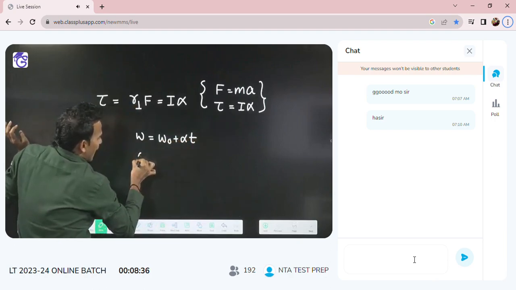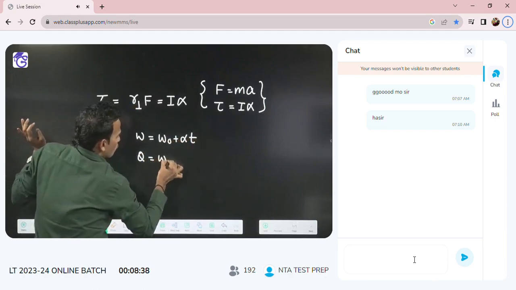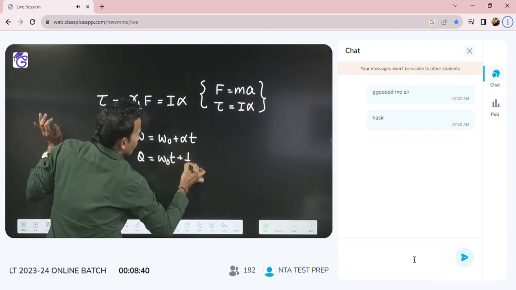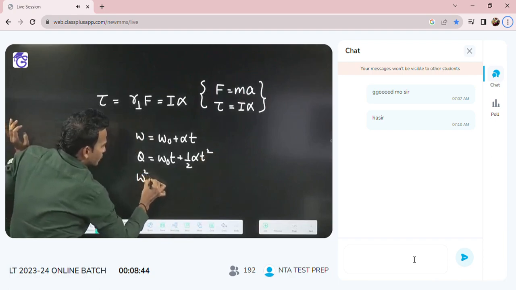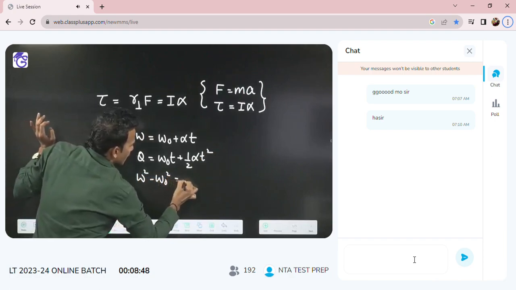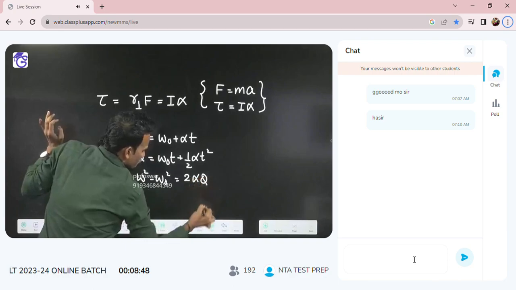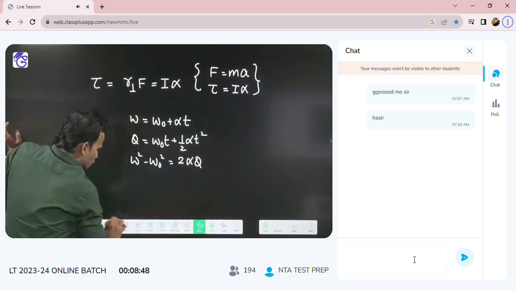We can find angular displacement theta also. Omega naught t plus half alpha t square. We can use third equation also. Omega square minus omega naught square equal to 2 alpha into theta. And there we studied Galileo's ratio.